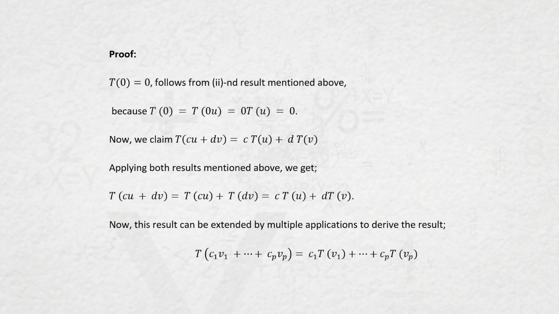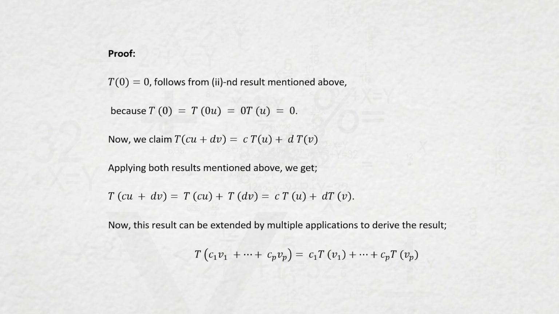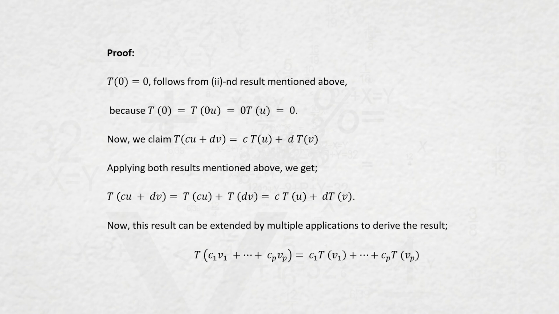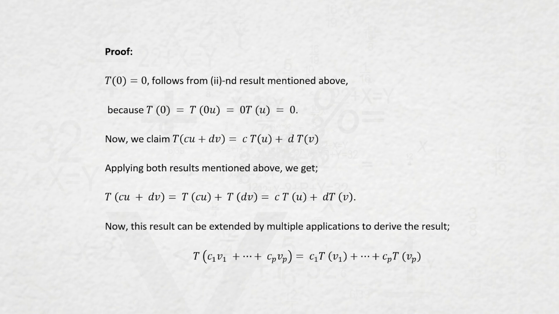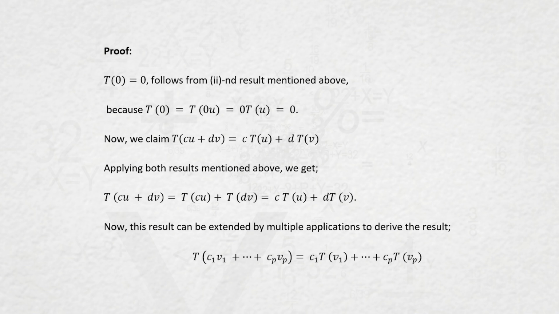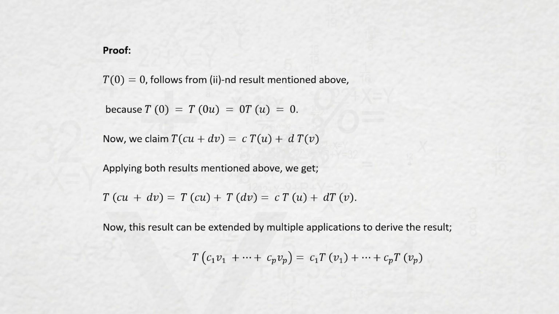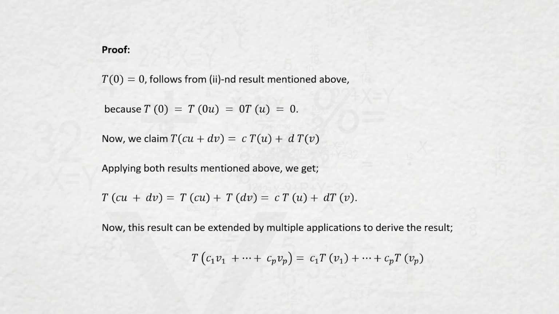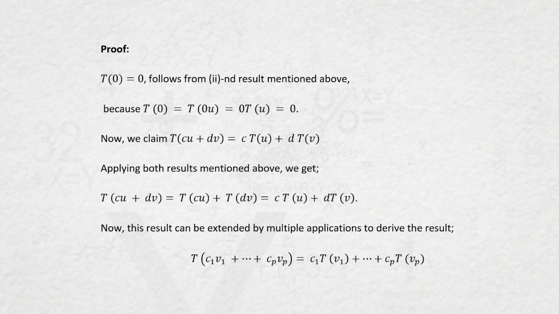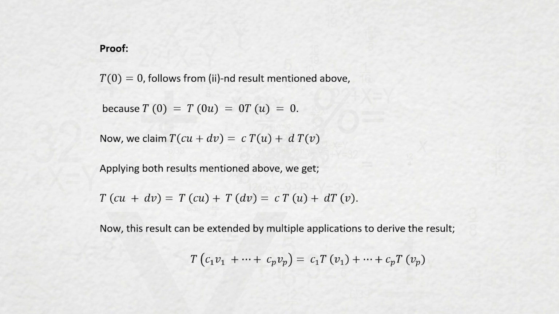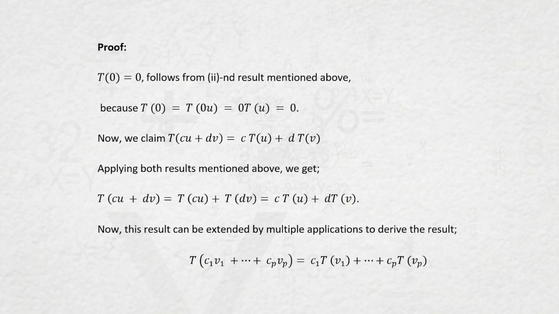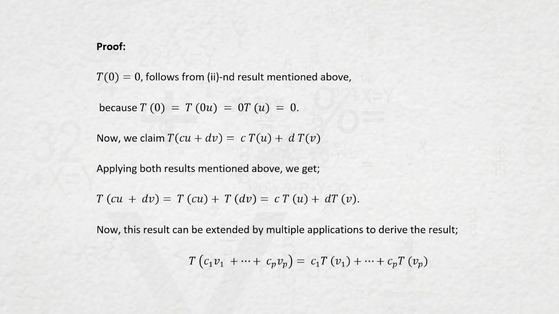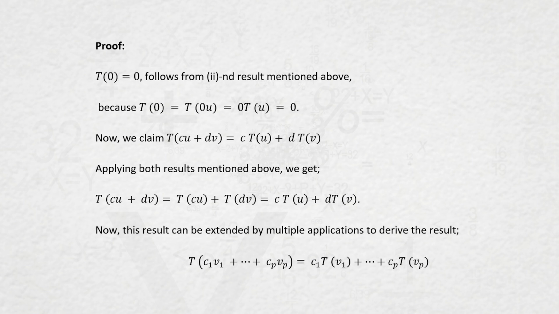We shall prove. First, we have to prove T of 0 is equal to 0. It follows from the second result that we have mentioned above, because T of 0 is equal to T of 0u, as 0 can be written as 0 multiplied by u, and that is equal to 0 multiplied by T of u, that is again 0. So we proved that T of 0 is equal to 0, and then we claim T of cu plus dv is equal to c multiplied by T of u plus d multiplied by T of v.